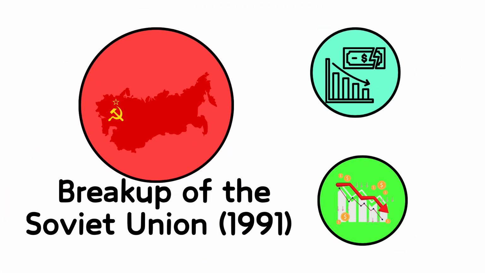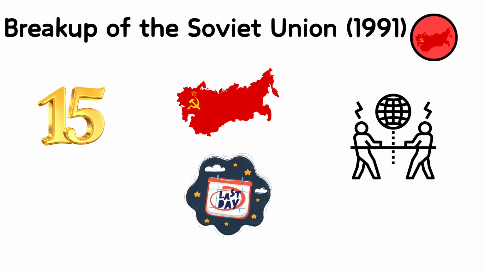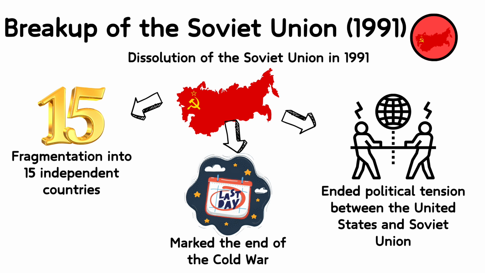Breakup of the Soviet Union, 1991. In 1991, the Soviet Union, a superpower that had dominated much of Eastern Europe and Central Asia, dissolved into 15 independent countries, including Russia, Ukraine, and the Baltic states, among others. This marked the end of the Cold War, a period of political tension between the United States and the Soviet Union.